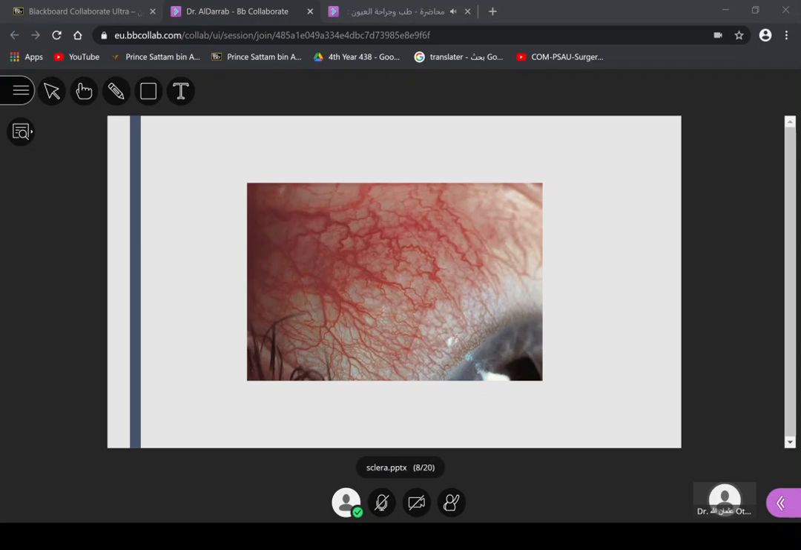This is how it looks. We can see deeper vessels. Now we have the superficial vessels, which are the conjunctiva, not related to the problem. With the problem the conjunctiva just becomes congested. But the deeper vessels, the internal ones, you can see that they are congested. It means that the episcleral vessels are involved. It's a problem in the episclera.